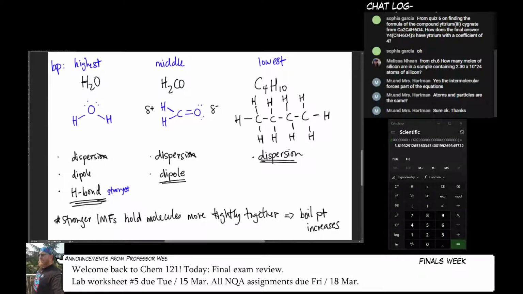In fact, I can go look this up. Let's see here. So, boiling point formaldehyde, -2, and then boiling point butane. Yeah, I chose a molecule that's too big. So, it turns out that these two are actually relatively close to each other, and it's hard to make a prediction.